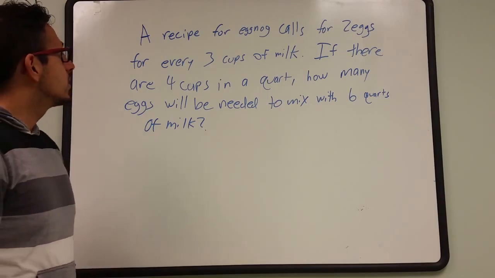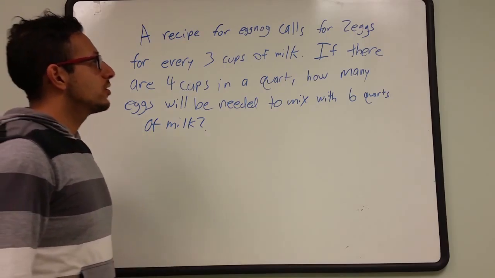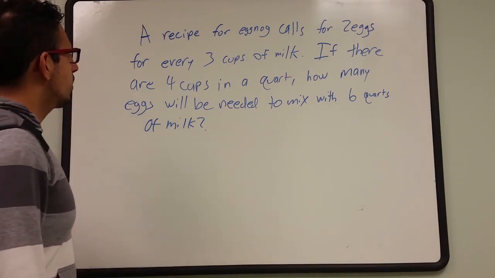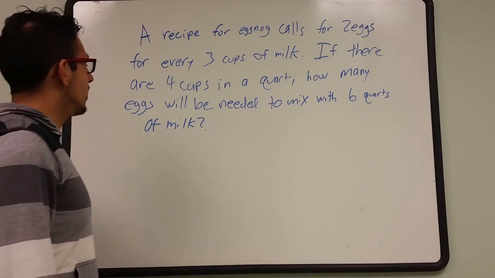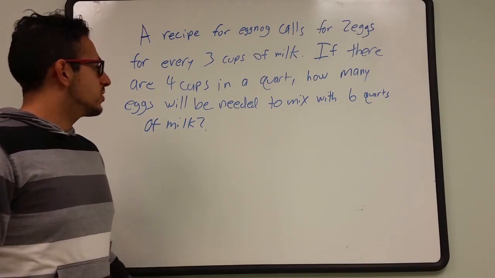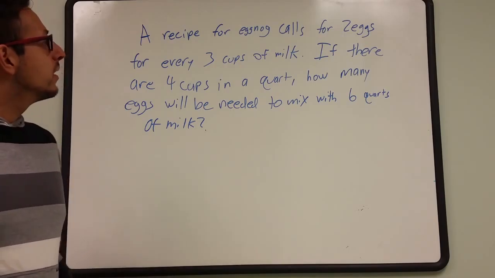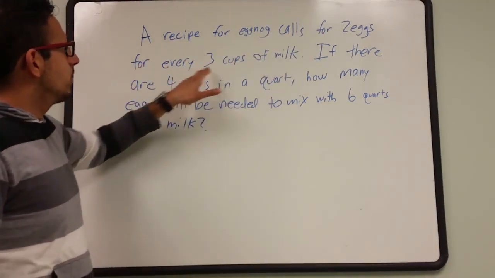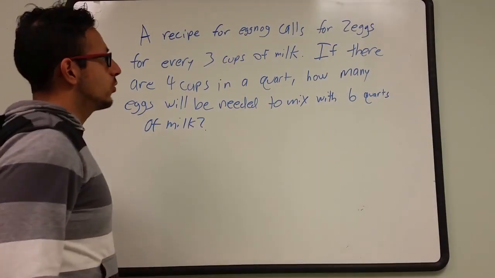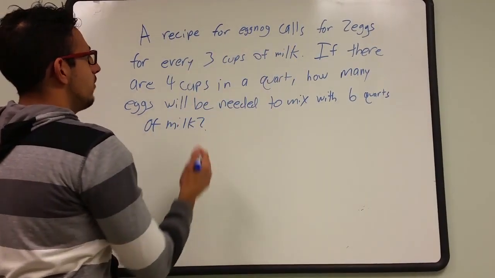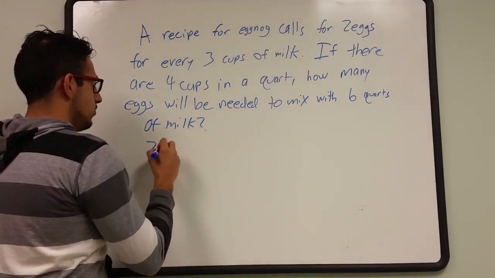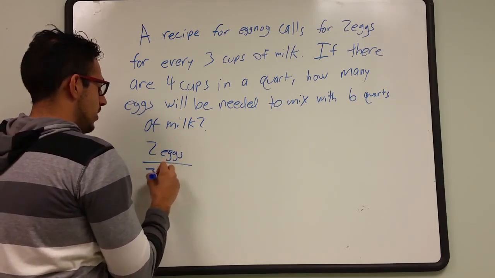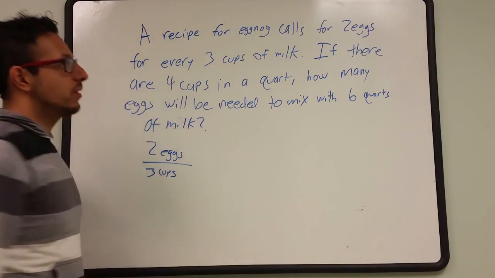The problem states, a recipe for eggnog calls for 2 eggs for every 3 cups of milk. If there are 4 cups in a quart, how many eggs will be needed to mix with 6 quarts of milk? So they gave us a ratio, 2 eggs for every 3 cups of milk, right? So we can write that ratio down, 2 eggs for every 3 cups of milk.